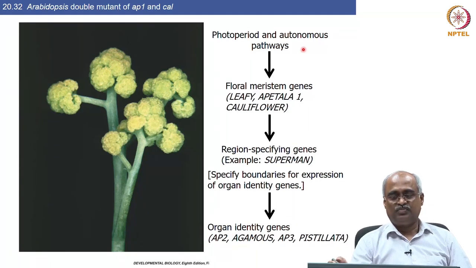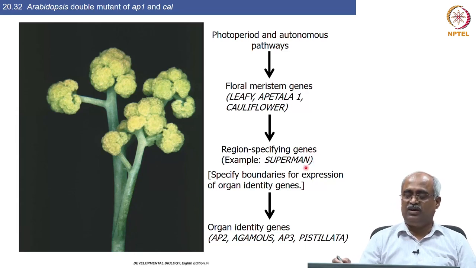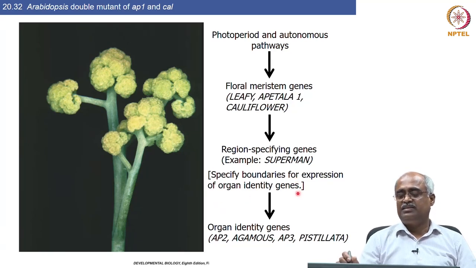So the summary here we have is photoperiod and autonomous pathways activating floral meristem genes. This regulation is well understood for the LEAFY gene. The LEAFY promoter has two distinct regions, one responds to the photoperiod and another responds to gibberellin. And once these floral meristem genes are activated, they go on to activate a set of genes called region-specifying genes. A good example is SUPERMAN. These region-specifying genes define the boundary of expression of organ identity genes. We will talk about organ identity genes in the next class. What is the spatial range in which these organ identity genes will be expressed is defined by these region-specifying genes. And now these organ identity genes activate the downstream genes required to produce a given floral organ.